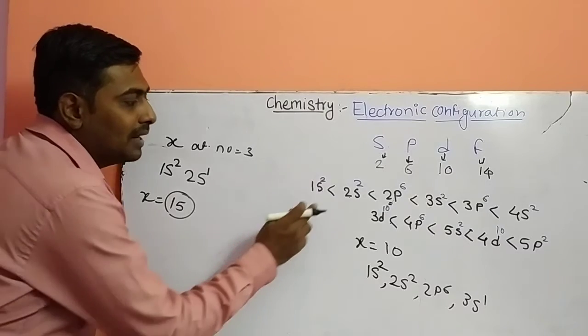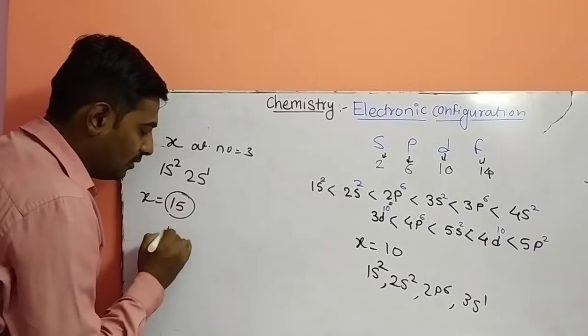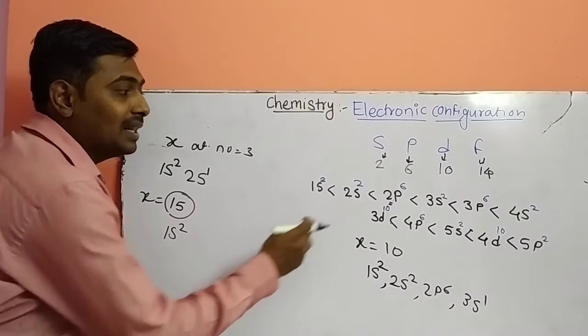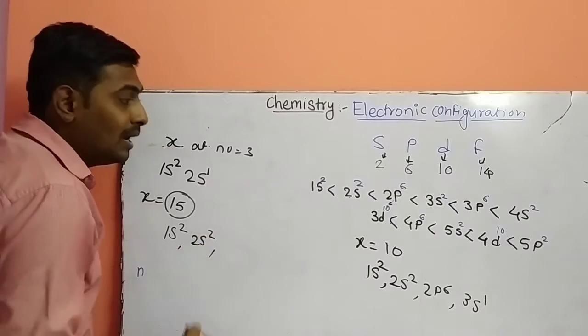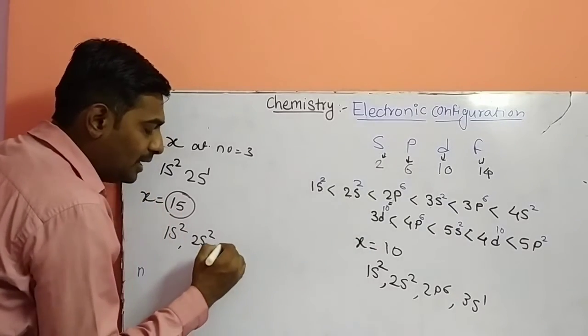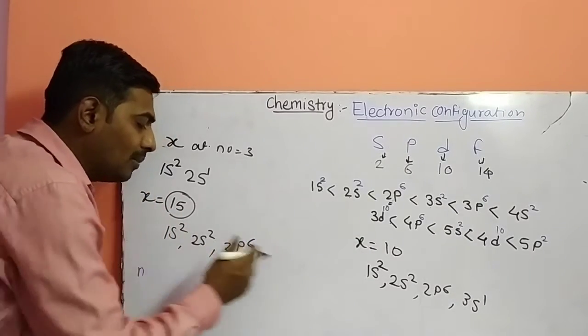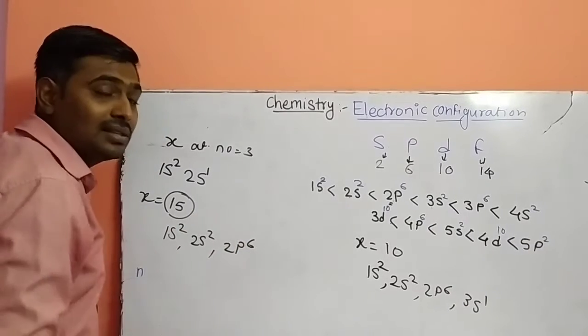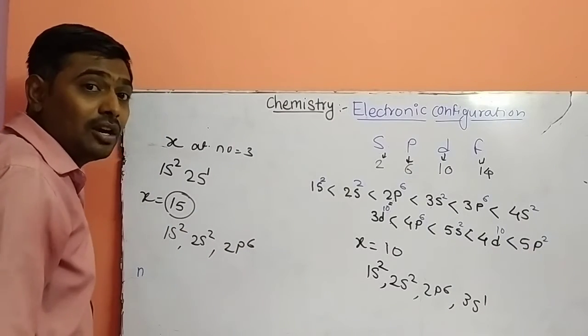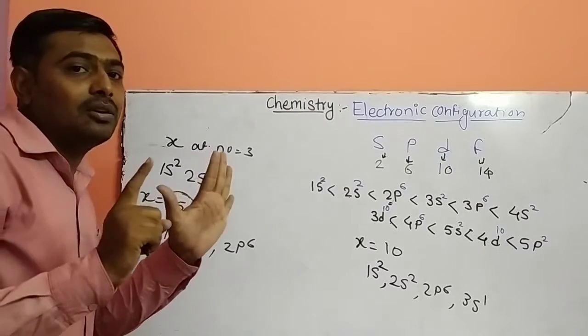First of all, electrons enter this orbit, and you will get 1s2. After that, electrons enter the 2s orbit, you will get 2s2. After that, electrons enter the 2p orbit, 2p6. How many electrons are completed? 2 plus 2, 4 plus 6. It means 10 electrons are completed. How many remain? 5 electrons remain.